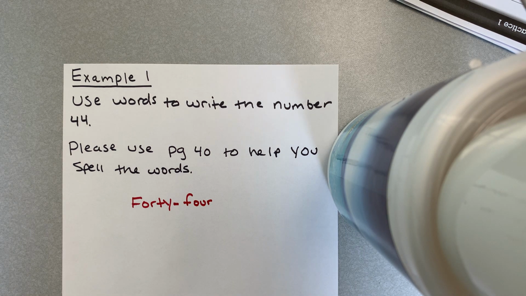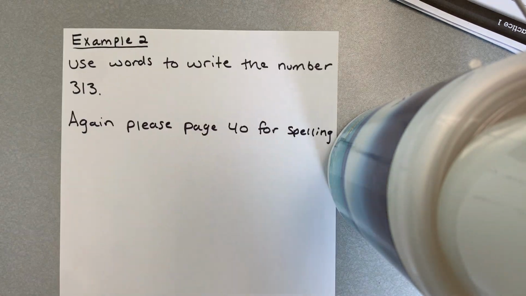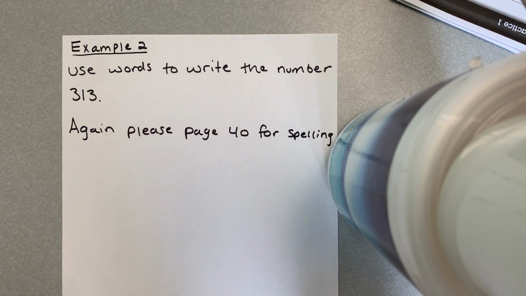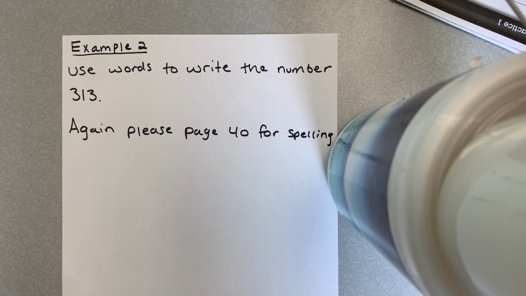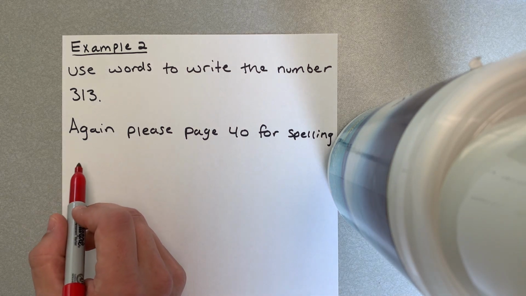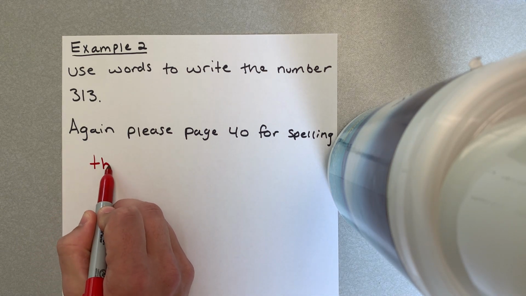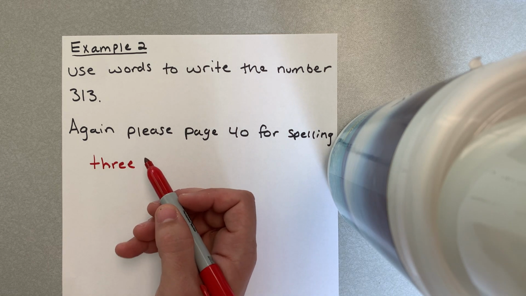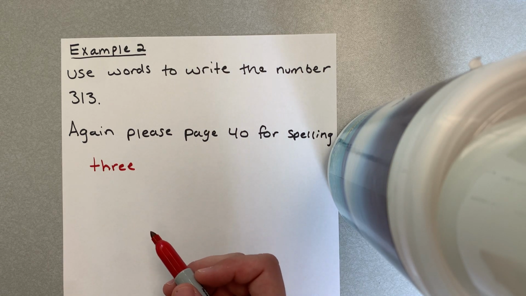Okay, our next example, example 2. Example 2 says, use words to write the number 313. Again, fourth grade, page 40 will be your best friend when knowing what to spell. Okay, so 300. I'm looking on page 40, so I'm going to spell it as 3, T-H-R-E-E, and then I'm going to spell 13.